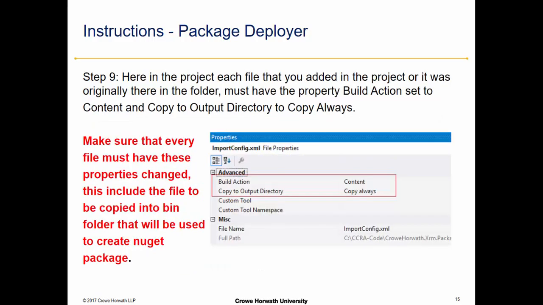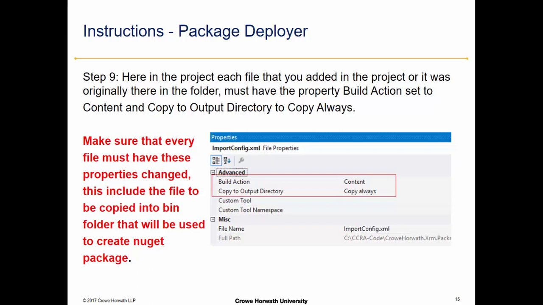For the files that we want to deploy, or push onto the NuGet package, two properties should also be changed. The file which we want to be included in the package should have its property changed to content for the build action, and copy always for the copy to output, right? So every file should be changed for these properties.